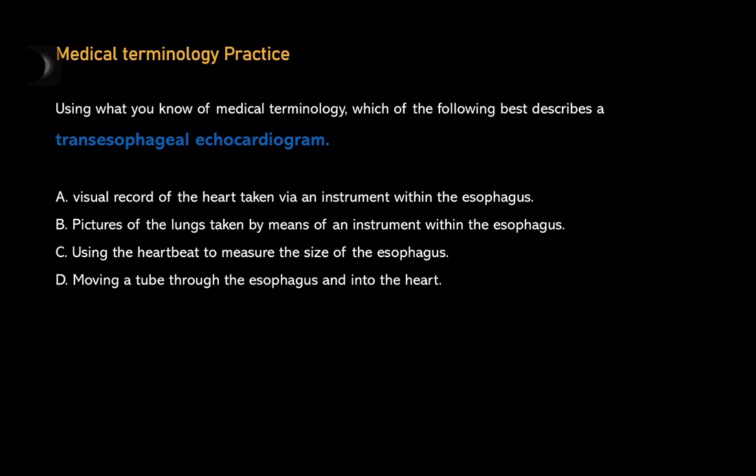One last example. Using what you know of medical terminology, which of the following best describes a transesophageal echocardiogram? A visual record of the heart taken by an instrument within the esophagus? Pictures of the lungs taken by means of an instrument within the esophagus? Using the heartbeat to measure the size of the esophagus? Moving a tube through the esophagus and into the heart? Now, you might think this choice and this choice are quite close because they both, and even this one for that matter, talk about the heart and the esophagus. But it's always best to break this terminology down first.